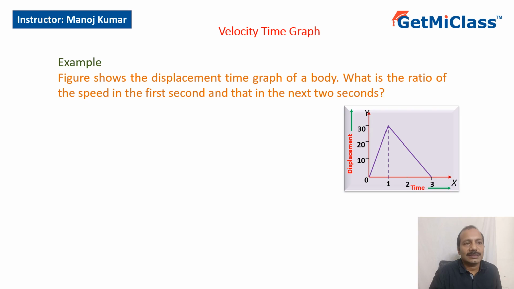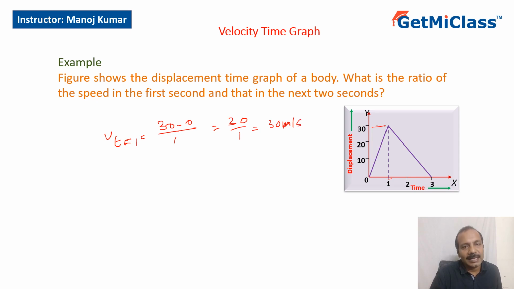Now the figure shows the displacement time graph of a body. What is the ratio of the speed in the first second and that in the next 2 seconds? So in the first second, what is speed? Now speed is change in position by time. So 30 minus 0, final position minus initial position, divided by the time taken, which is 1 second. So this is the speed or velocity in 1 second. I'll call it v1 at t equal to 1 second. So how much is that? 30 by 1, that is equal to 30 meter per second.